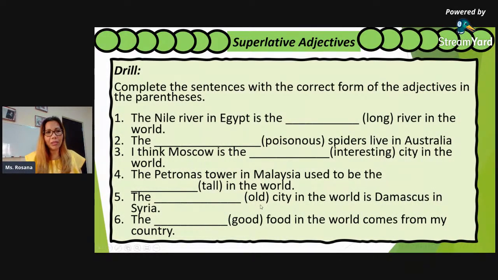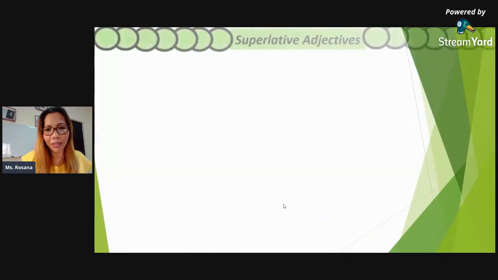Again, let us form the superlative degree of adjectives. The Nile River in Egypt is the blank river in the world. Superlative degree of long. The blank poisonous spiders live in Australia. What is the superlative degree of poisonous? And then number 3, interesting, right? Number 4, tall. Number 5, old. Number 6, good. Okay, now these are very easy adjectives, so you can form the superlative degree of adjectives very fast, right? Okay, now let's move on to the next slide.